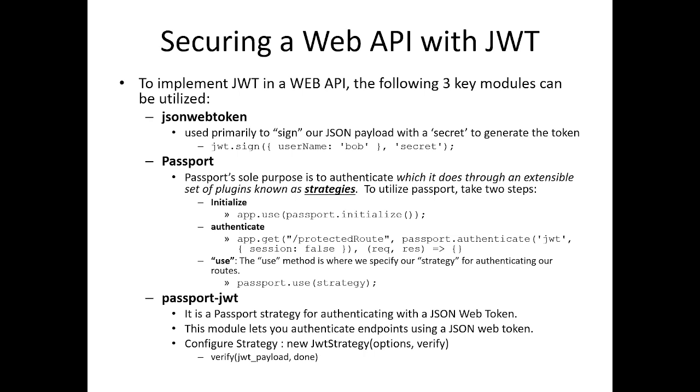But Passport and Passport JWT, their sole purpose is to authenticate, which it does through an extensible set of plugins known as a strategy. So it's like a container. It keeps the token and whatever other additional material you want to have. You can initialize that passport, use it for the protected route, and it incorporates the JWT itself. So we call it a strategy, on the first part, and then we are going to utilize that strategy later, including the verification process.